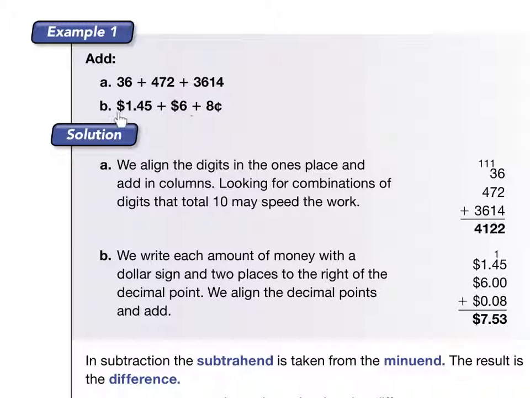Then if we're adding cents though, this is the one I want to focus on. You have $1.45, it's written like that, so write that down. Plus you have $6. When you write $6, you have to remember to write 6.00, write it with dollars. And then 8 cents, well, how do you write 8 cents? 8 cents is written like this in dollars, $0.08. Now we line up the decimal points and then we add everything up. So make sure that's in your notes, and pay attention when you're adding dollars and cents.